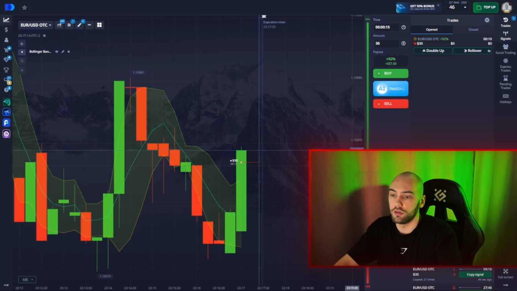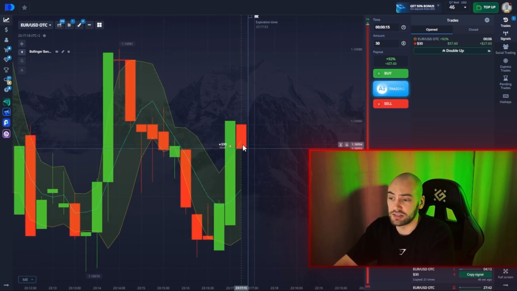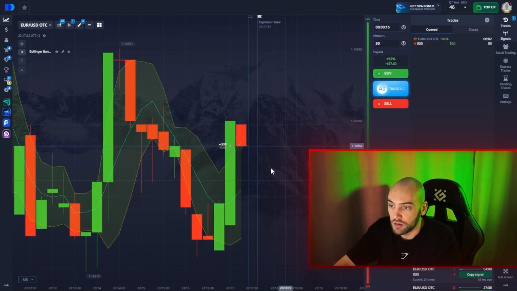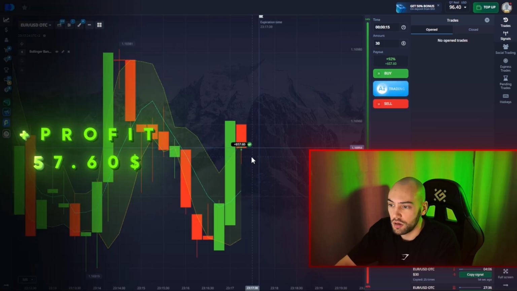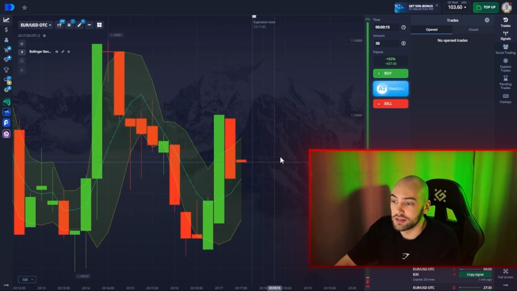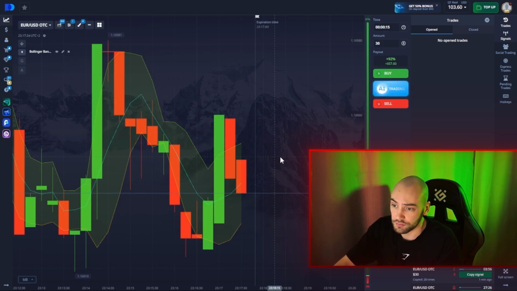And there, we have entered. So now there might be a reversal since it's touching the upper band. Here's the candle forming. Let's see how strong it'll be. It's going down well and we close in profit. See, our account is now at $100, twice our deposit.